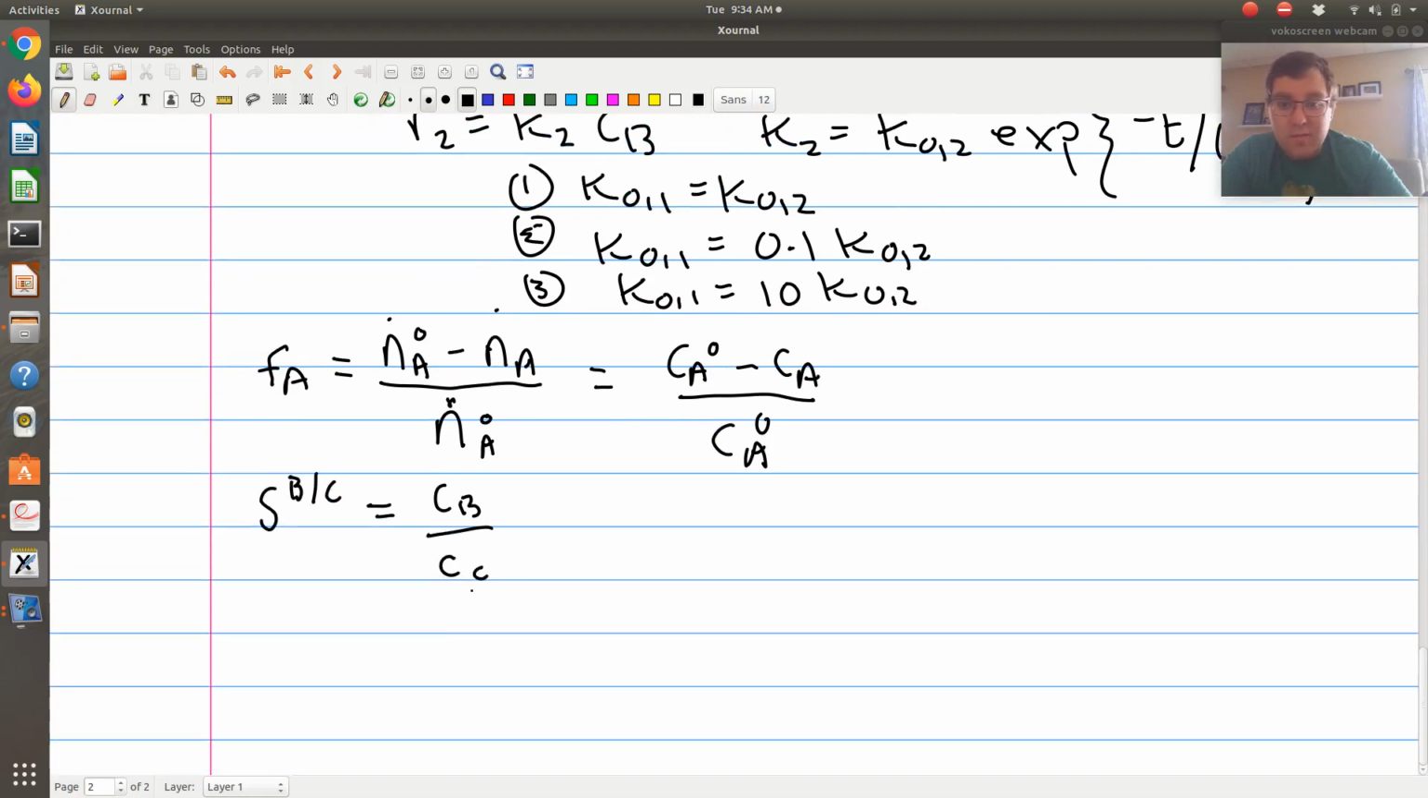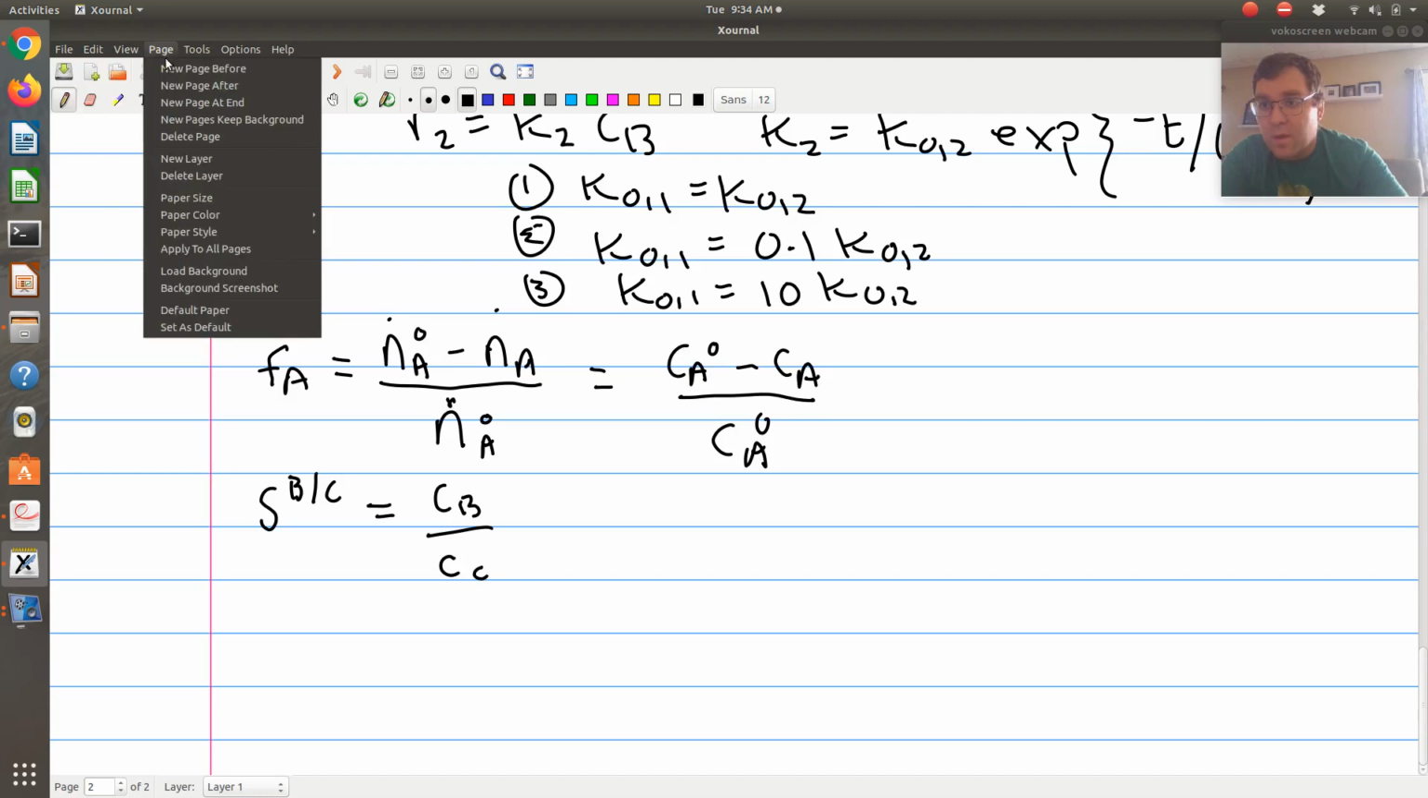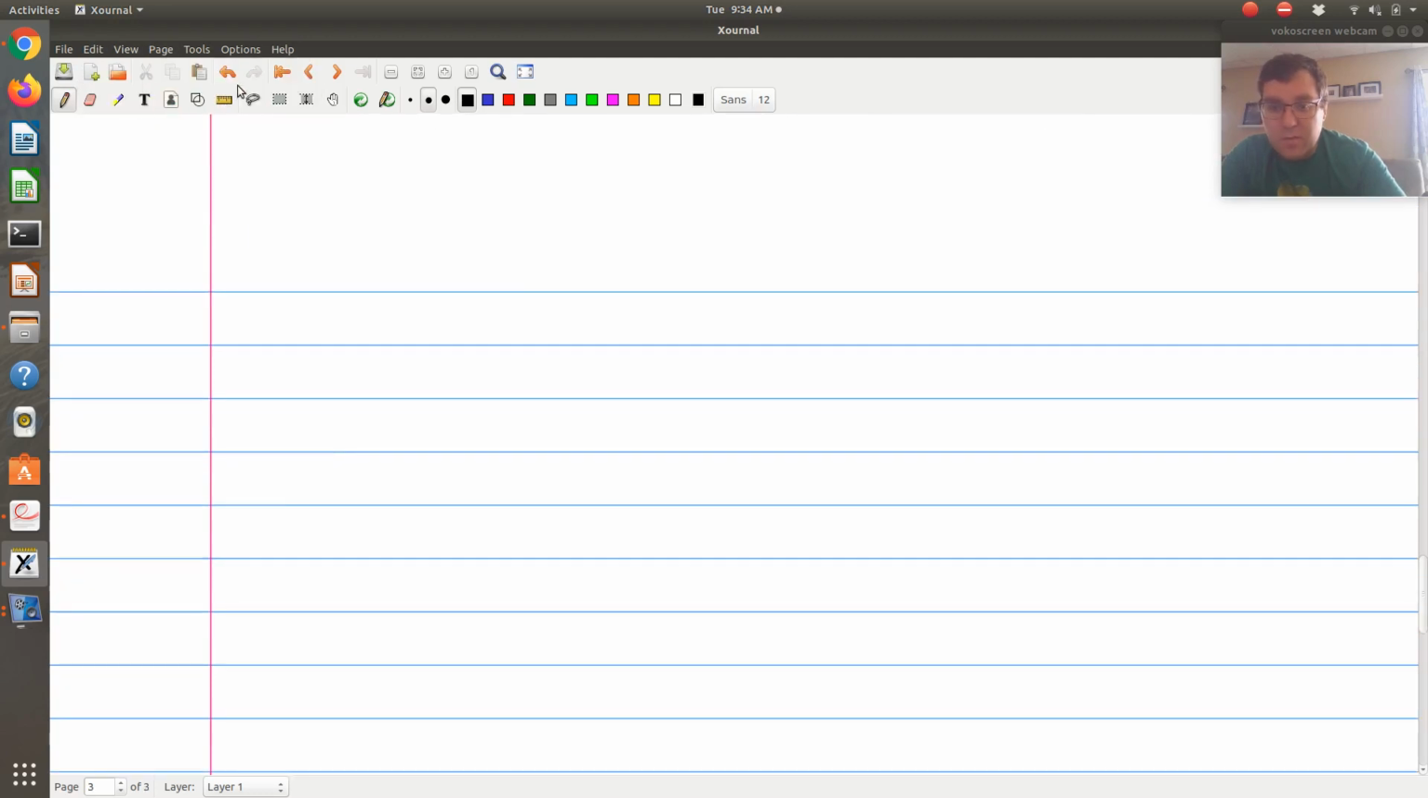Let me give you a basic idea then of the parallel case. So let's insert a new page. If I consider parallel, what changes? We'll do this one a little more quickly. So parallel, now I'm going to have A goes to B, and then A is also reacting in an undesired side reaction, in which A is reacting to form C, my undesired product. So B is my desired product, C is undesired.